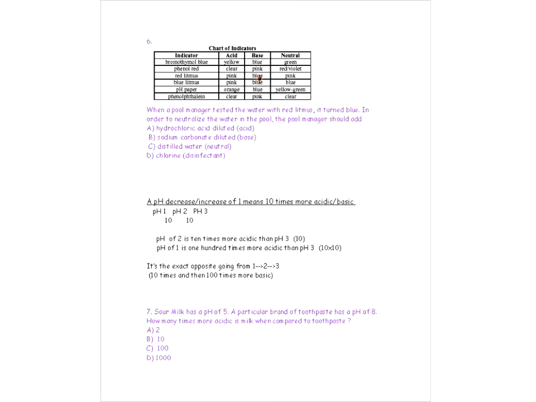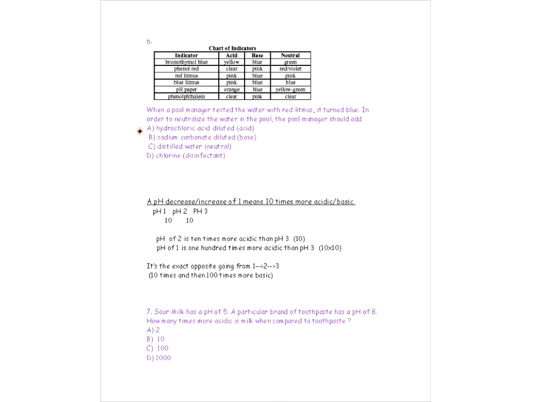So we know that we have a base, and we need to correct that problem with something else. Okay, what are we going to have to add to that base to correct the problem? Well, of course, an acid, right? So we're going to choose the answer that has acid, and that's going to be hydrochloric acid diluted. Okay, so again, find out what you have using the chart, and then find out what's the opposite to correct that problem. If you have an acid, you need to add a base. If you have a base, you need to add an acid.